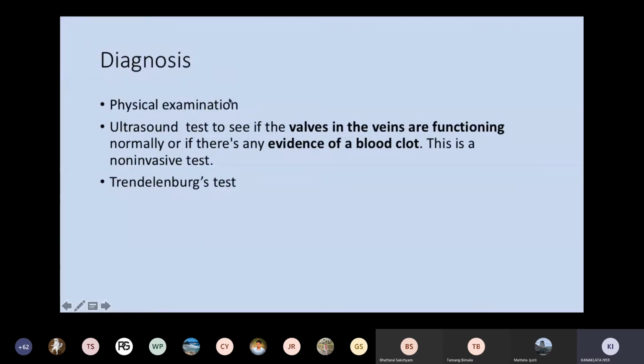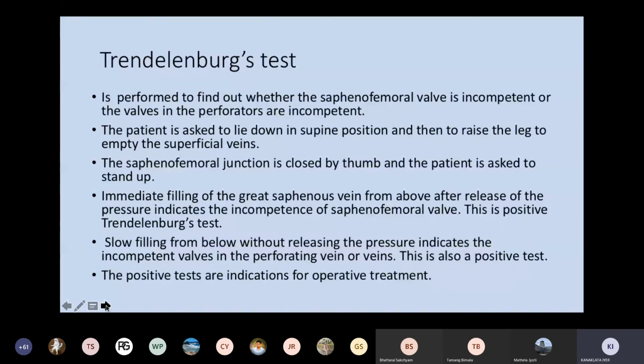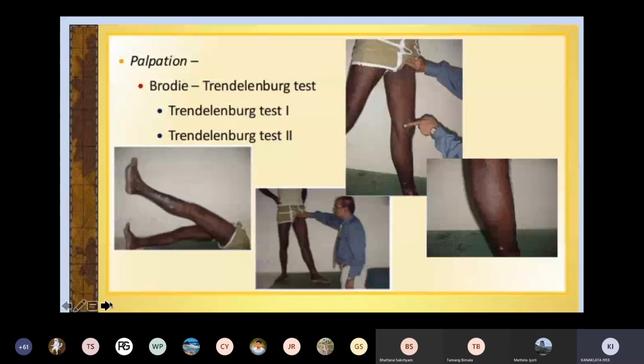So how will you diagnose? First you look at the physical examination, then there is an ultrasound test to find out whether the valve is functioning or not and whether there is a blood clot, because that is the greatest danger in varicose veins. And the third is the Trendelenburg test, which you see here, in which you make the patient first of all lie down, then raise his leg, then with your hand you press all the blood towards the thigh, right, or towards the femoral vein.